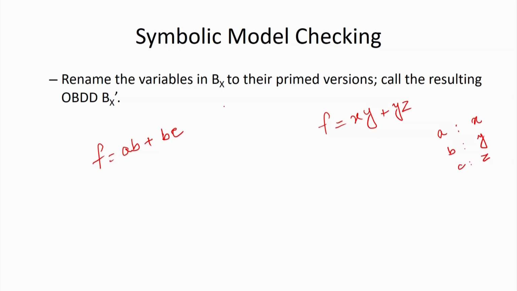So, this function can be represented with the help of a BDD, or in particular an OBDD. We are going to get a representation which is basically Bf. Then for this other function also we are going to have the same Bf, provided we are using the same variable ordering.